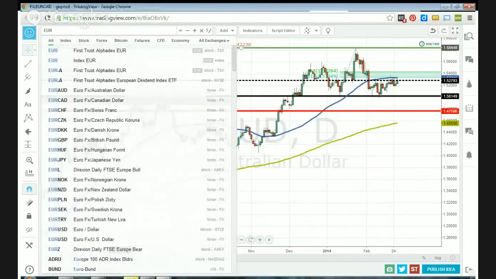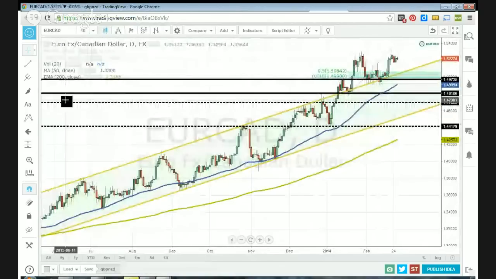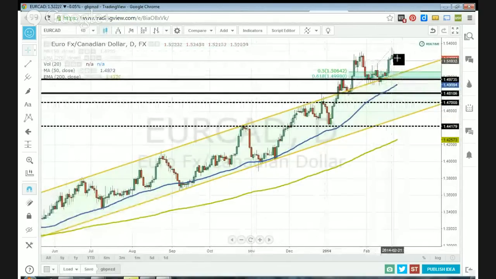Euro Canada. Breakout here. We basically broke out of the channel, came back, tested, and broke out. We see this with the Canadian dollar and basically our pair.